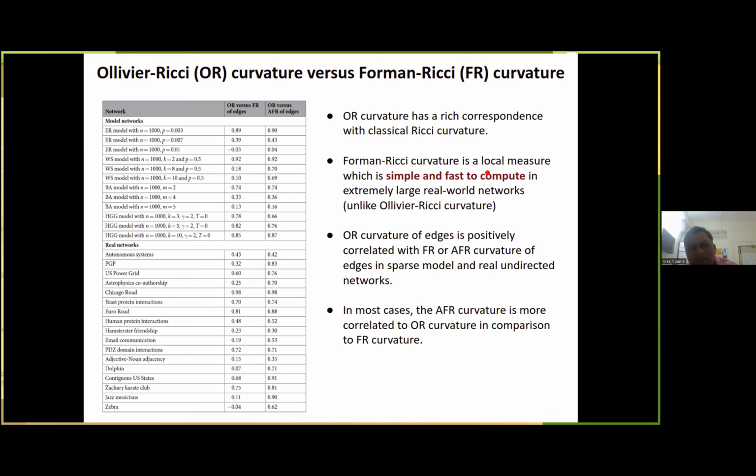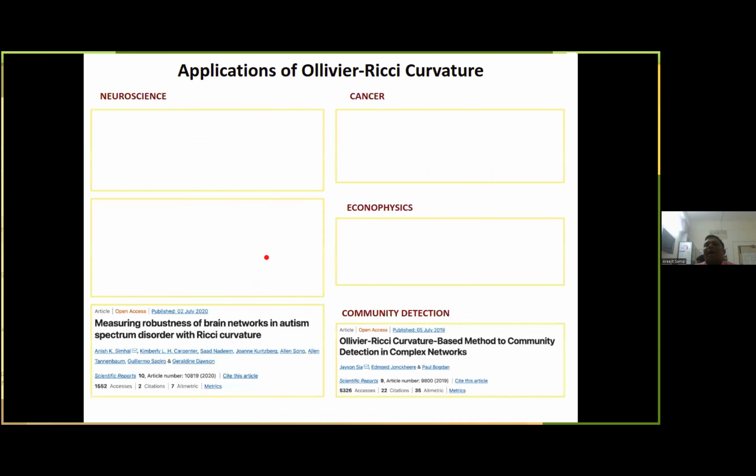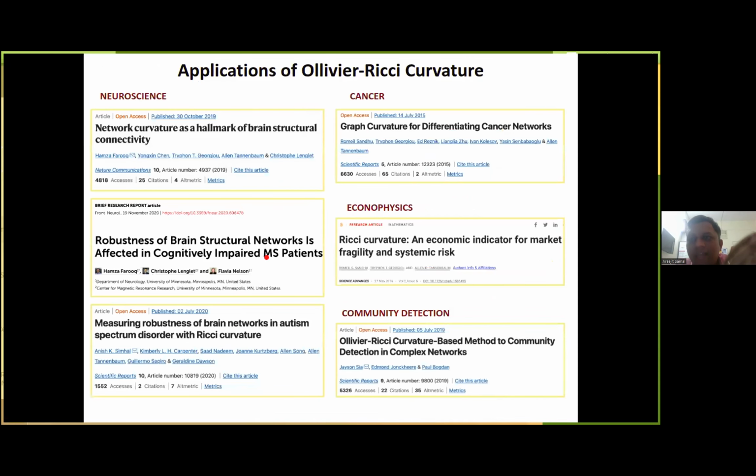So we have been able to compute Forman-Ricci curvature in large networks, where Olivier-Ricci curvature may be prohibitive for computation. This empirical observation, this is not a property, of high correlation between Olivier-Ricci curvature and Forman-Ricci curvature in real-world networks could have its own advantages. So that was a brief summary of what we have found.